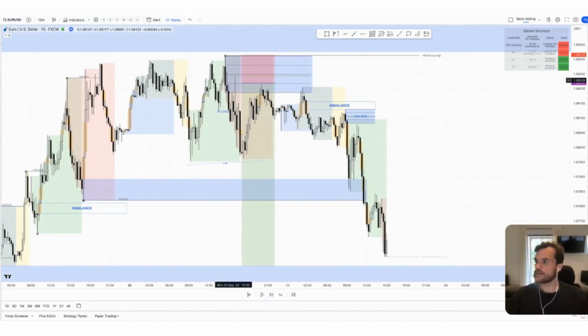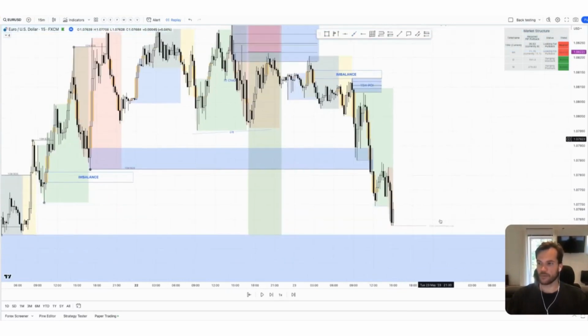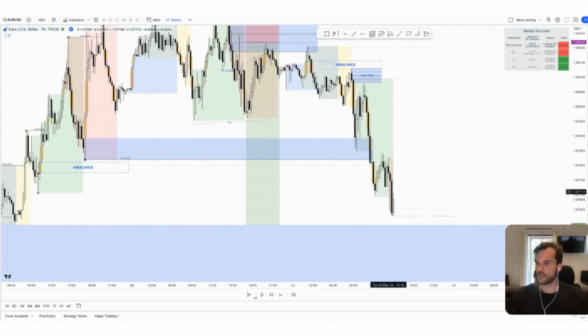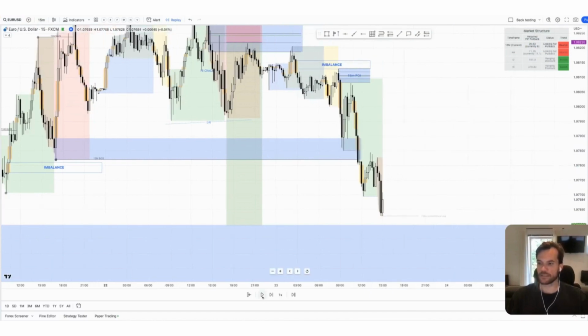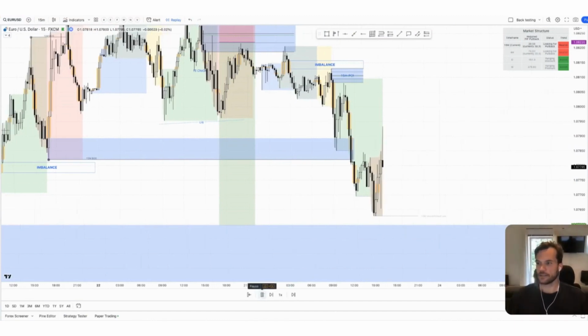Okay, I'm going to mark out these breaks of structure, the internal ones. We've got these external market structures here, what the indicator's marking up, which is also good to have handy. But we trade with internal structures as well. Okay, we had a nice sweep there. Got imbalance above. Yeah, we wouldn't be taking this one. So let's see. It is a nice sweep, but yeah.